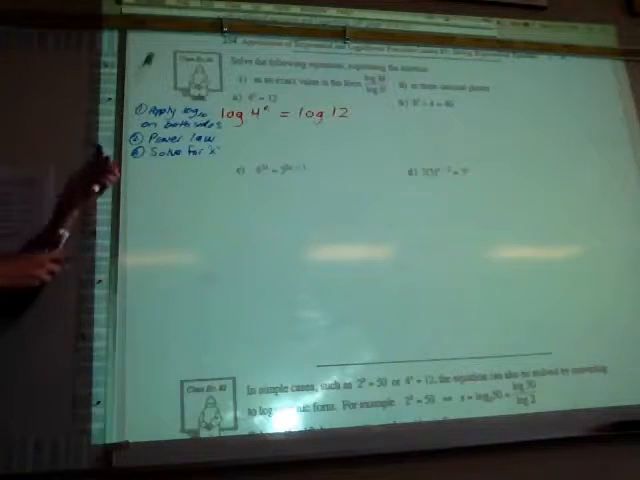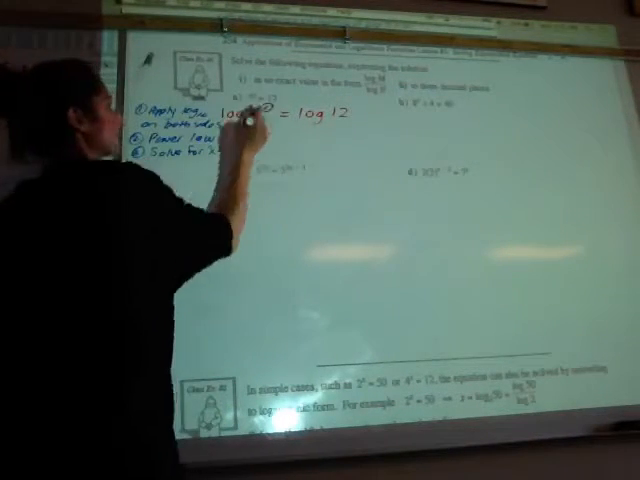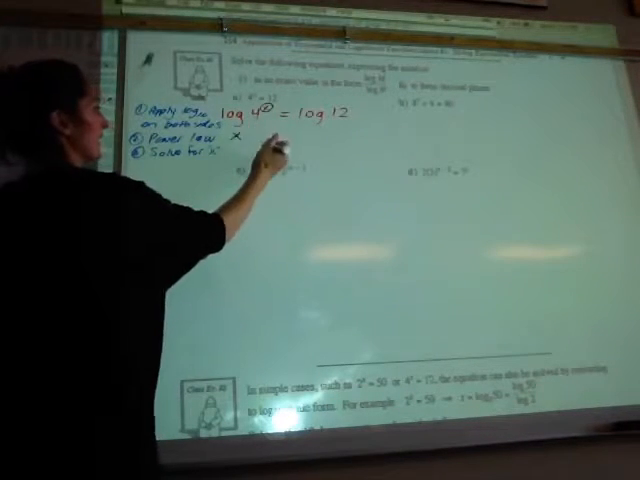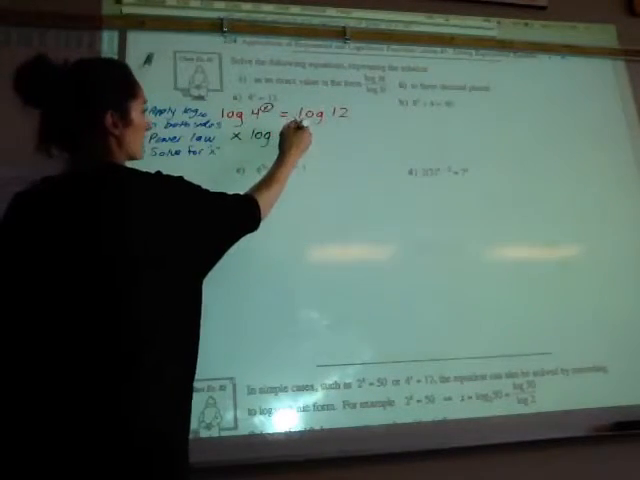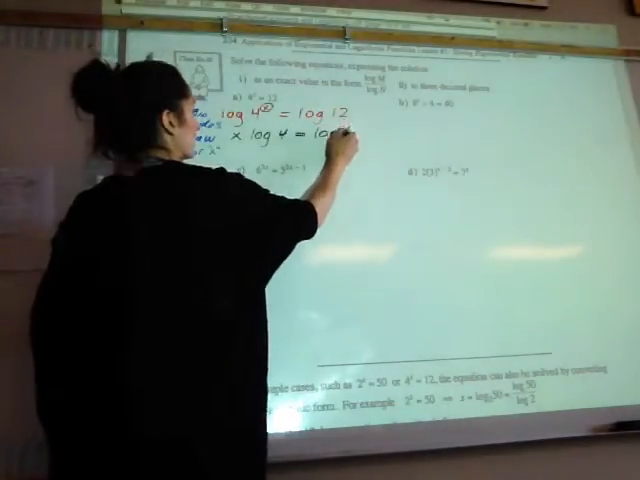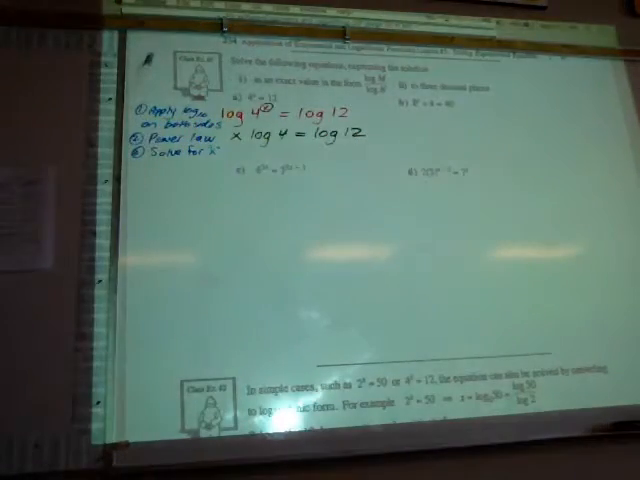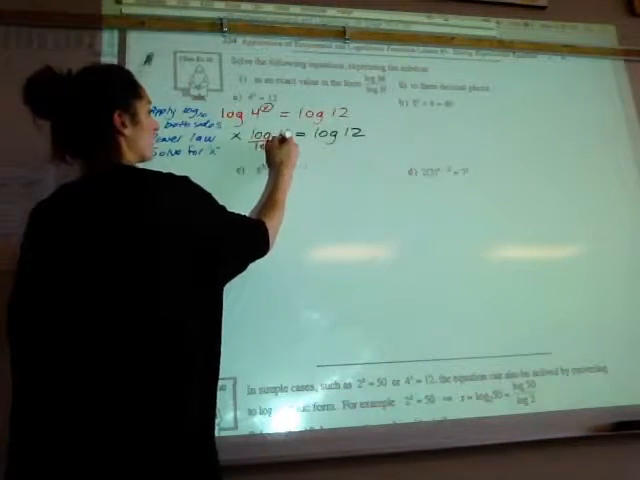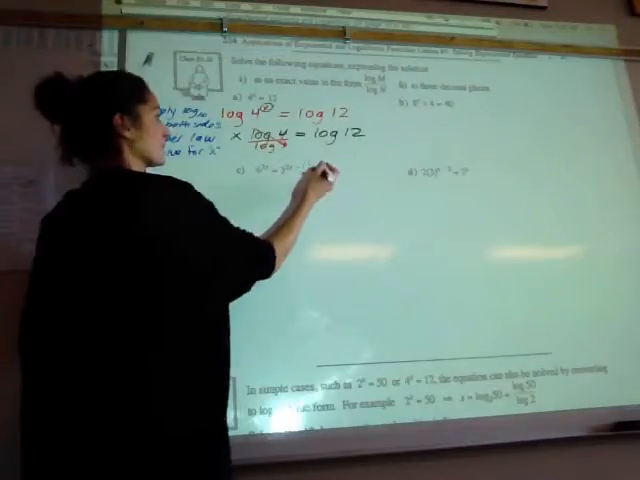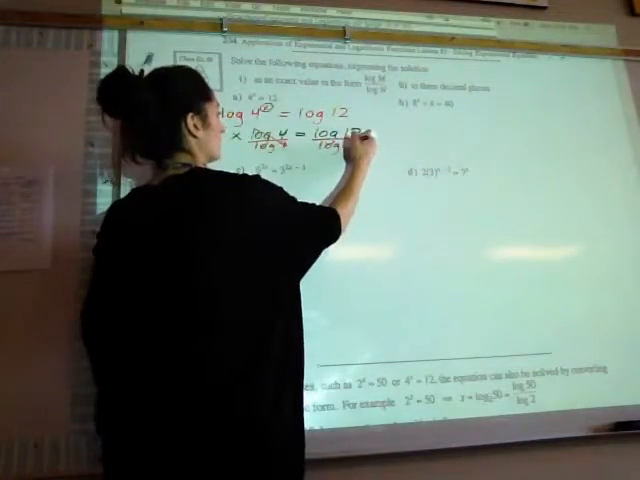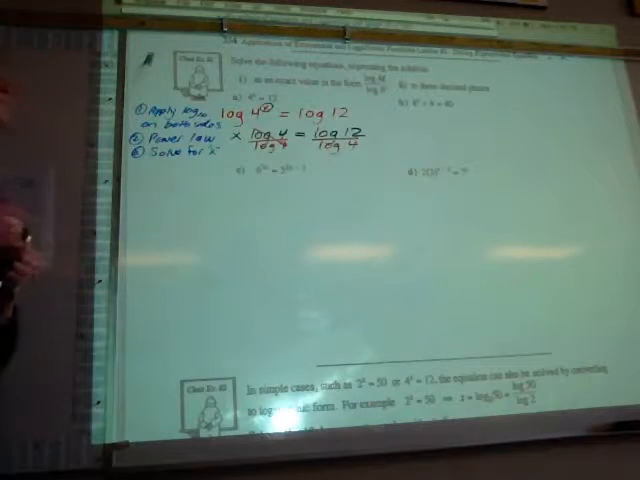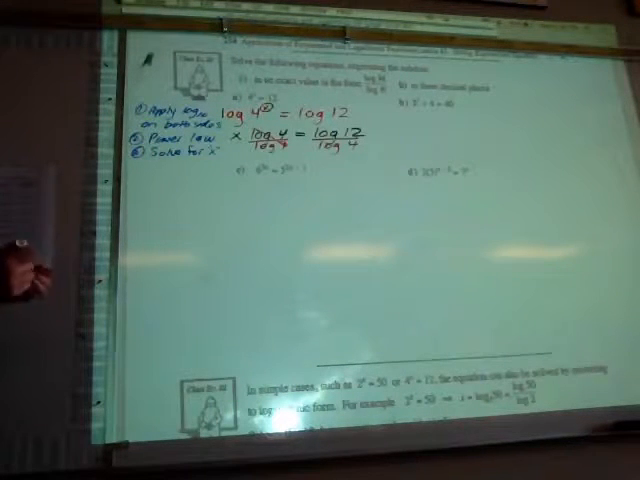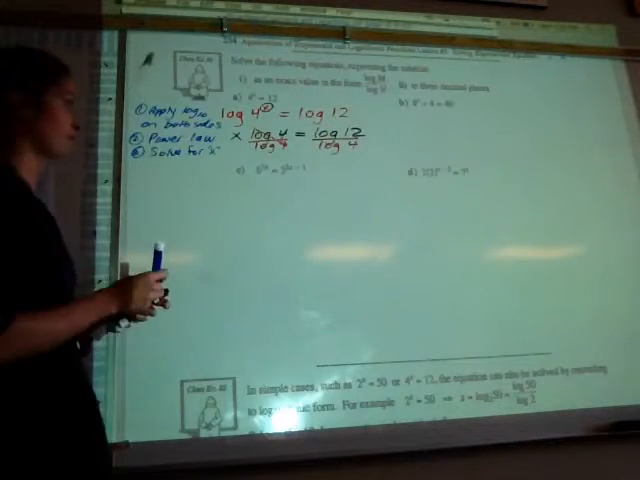Okay, so step 2, power law. We're going to take this exponent x and move it out front. We get x times logarithm, argument 4, equals log, argument 12. Lastly, in order to solve for x, we've got to divide by this log 4, cancel it out on the left-hand side, and whatever we do to one side, we must do to the other. So x in exact form equals log 12 over log 4.